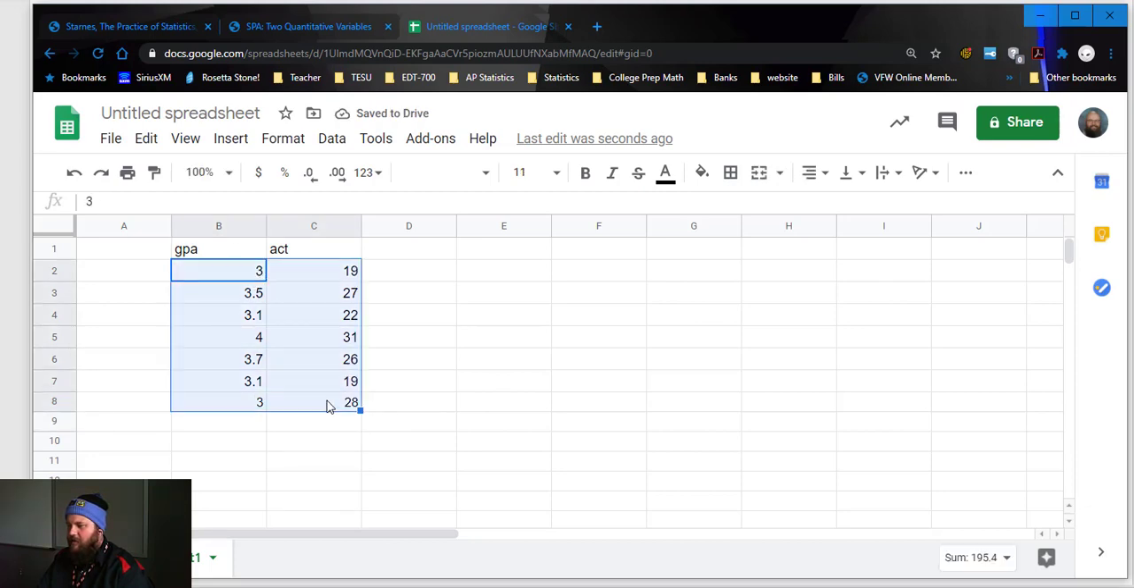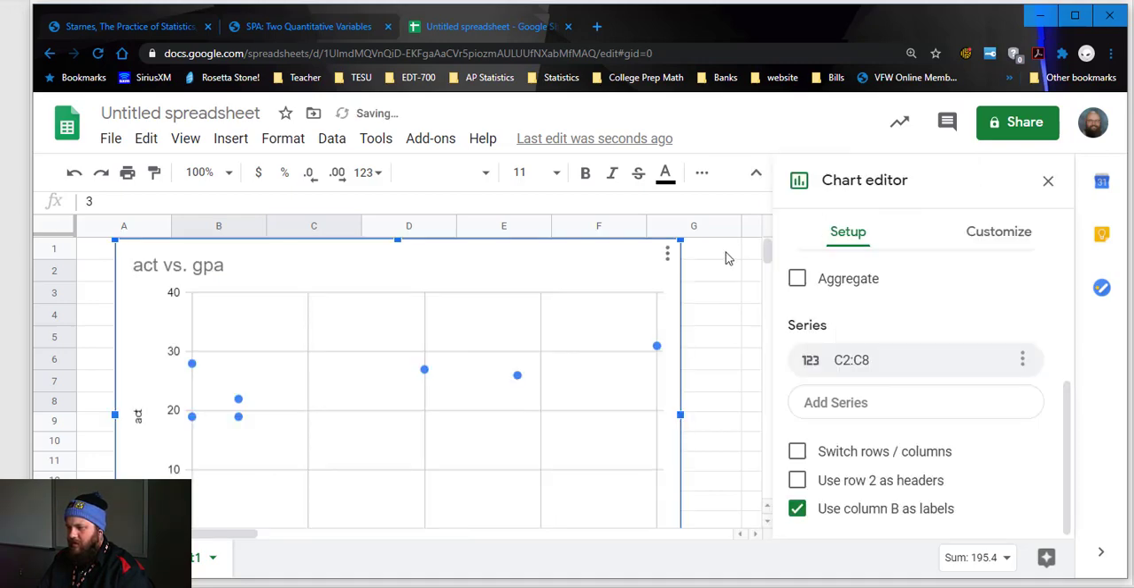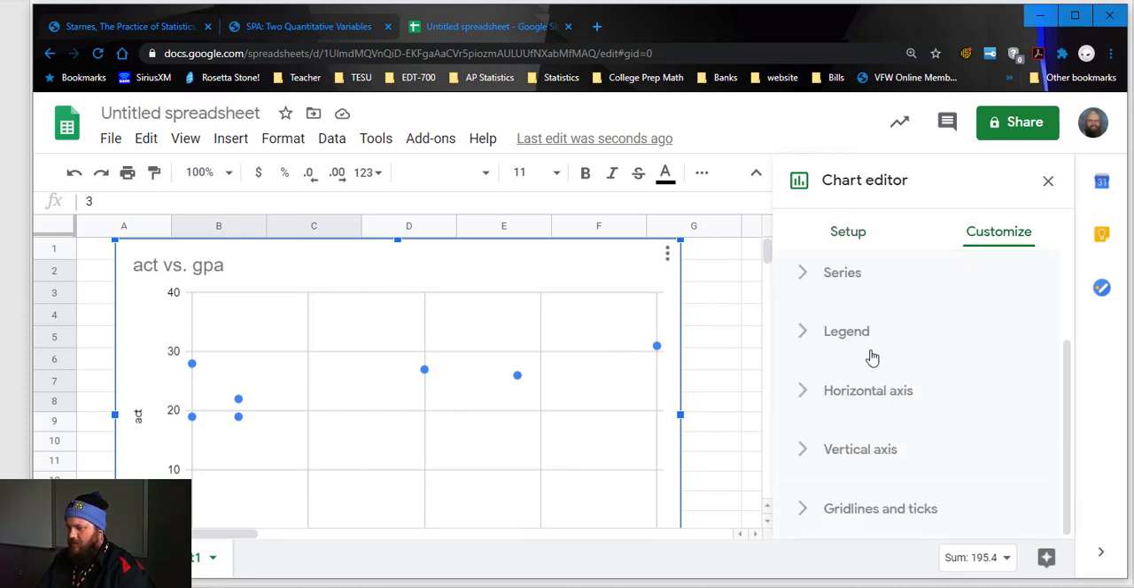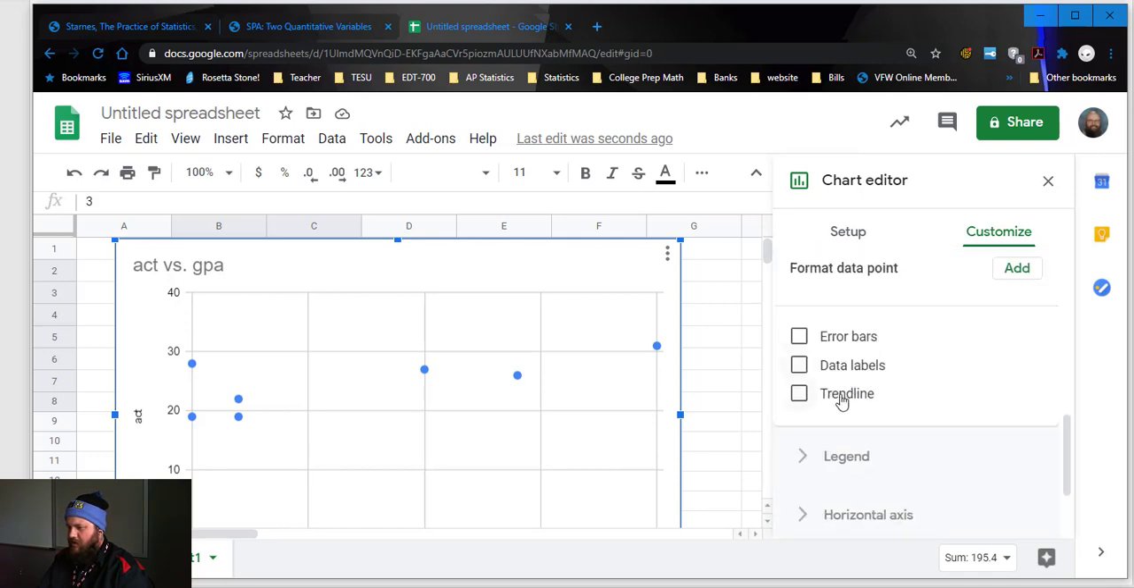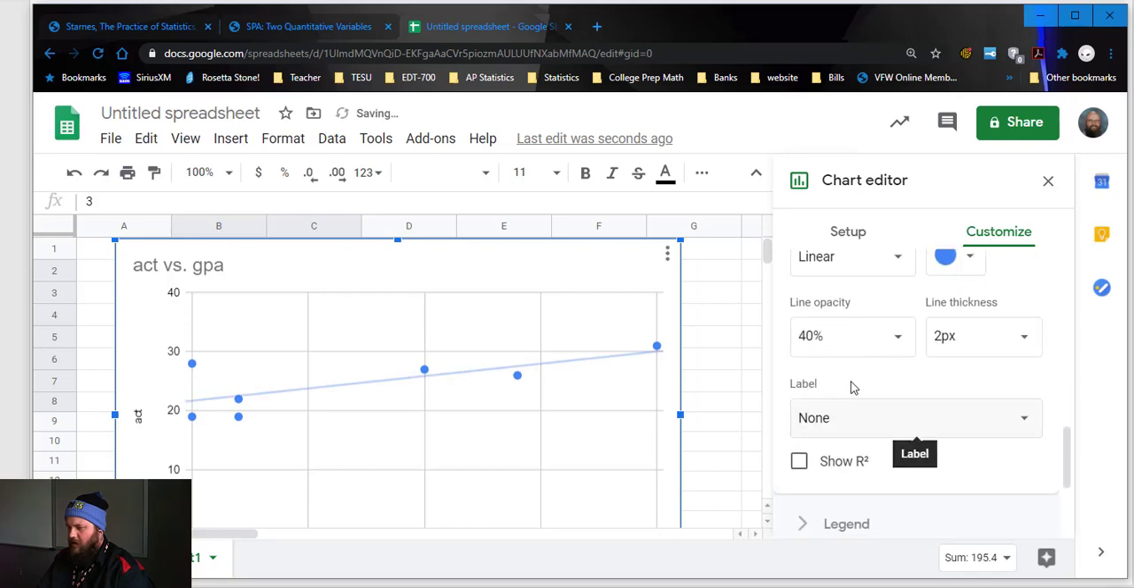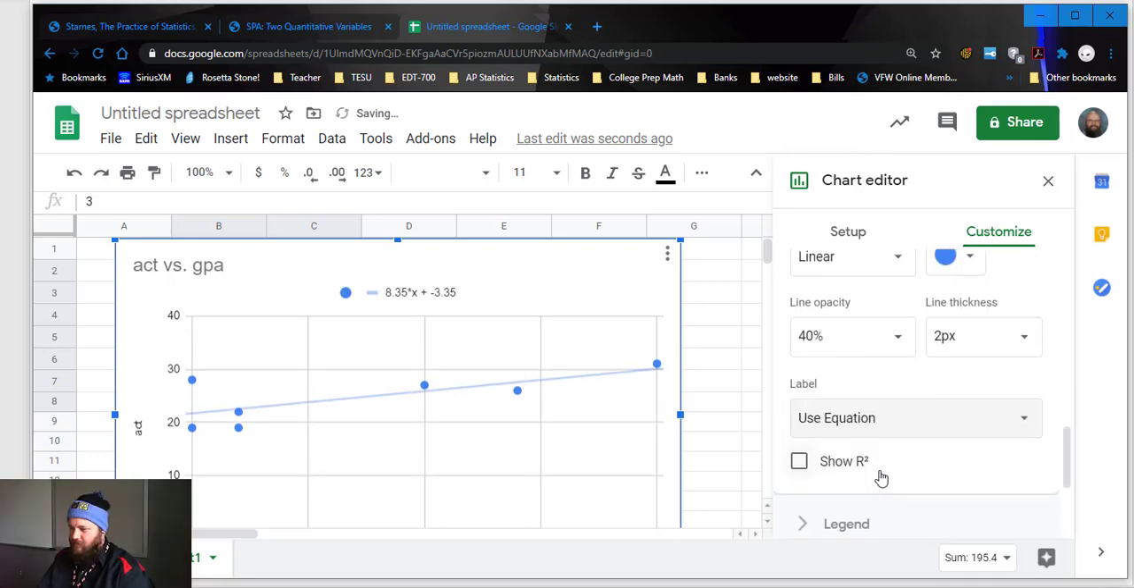We do the same thing: highlight them all and hit the little insert chart. So we got our chart now. Customize, Series, and we go down and add a trendline, and set the label to Use Equation. Okay, so now our equation is 8.35x minus 3.35.